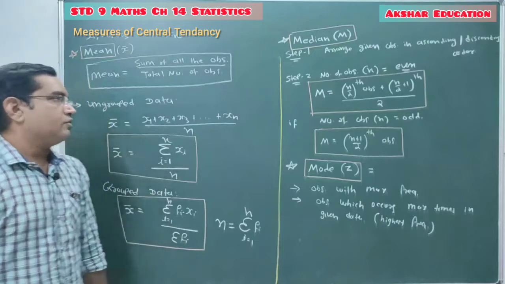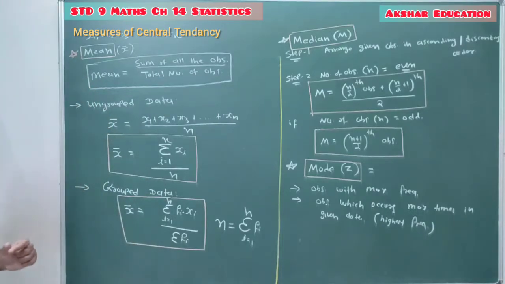Clear, students? So these are the three measures of central tendency for the given data. So that we have to study. So these are the basics.